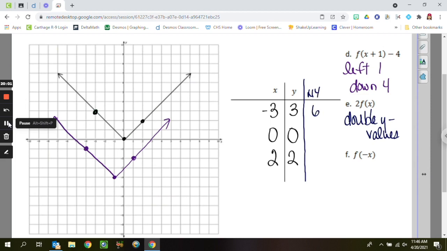So 6, 0, 4. So -3, 6, 0, 0, doesn't change, 2, 4. So a little bit skinnier graph. What about F? That's like negative x. We change our x values. So it is going to reflect over the y-axis.